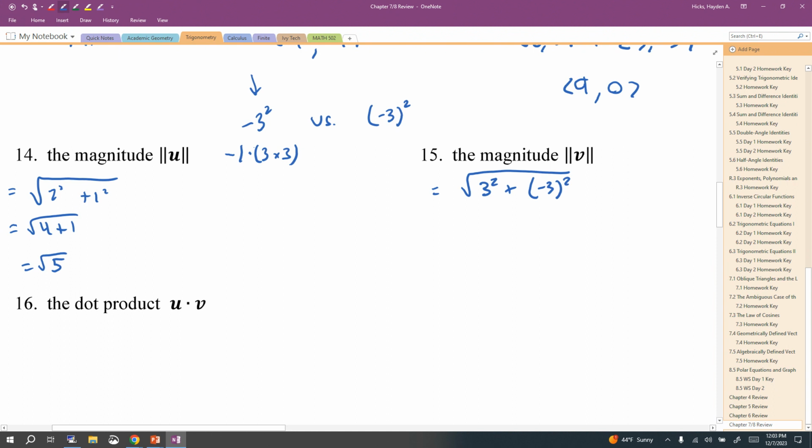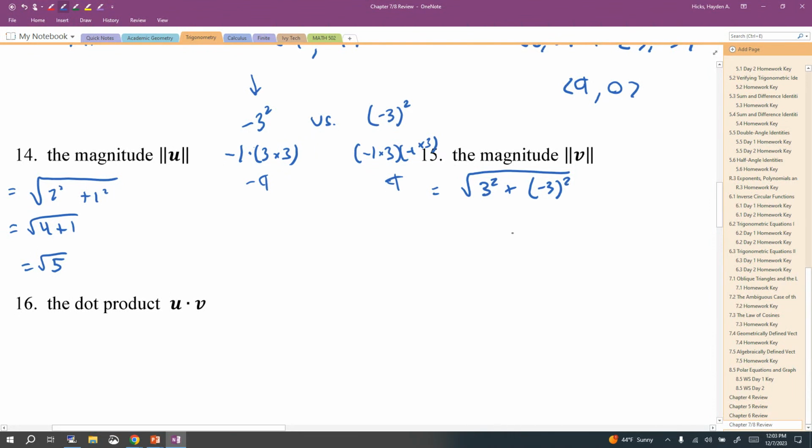Where this one, what comes first, parentheses or exponents? Parentheses. So this one is seeing it as negative 1 times 3 times negative 1 times 3. Okay? It's squaring the negative 1 times 3, or negative 3. That's how your calculator is reading that. And yes, this gives you negative 9. This gives you 9. And they're both correct.